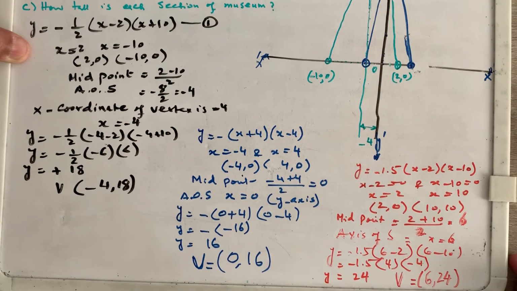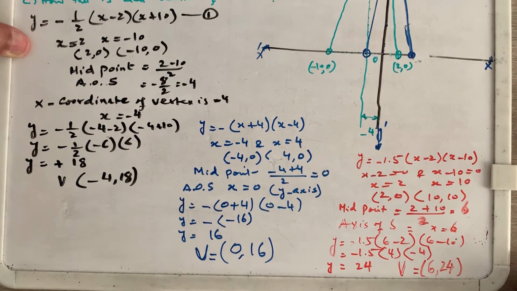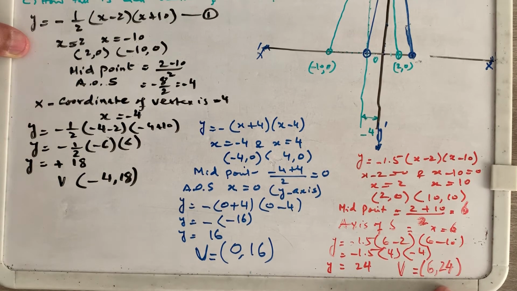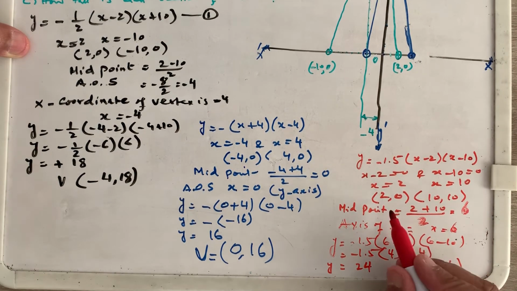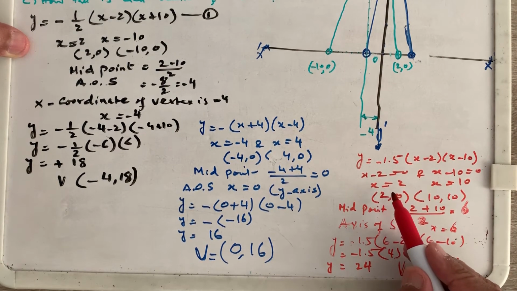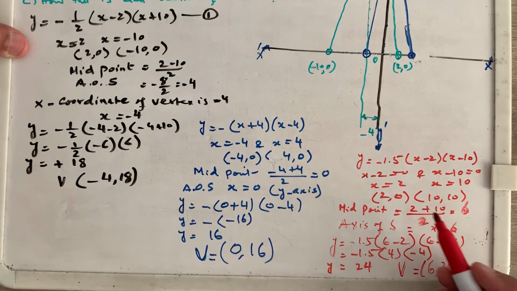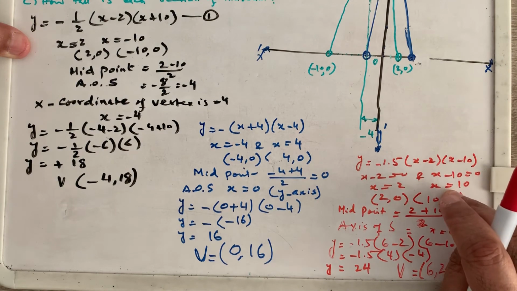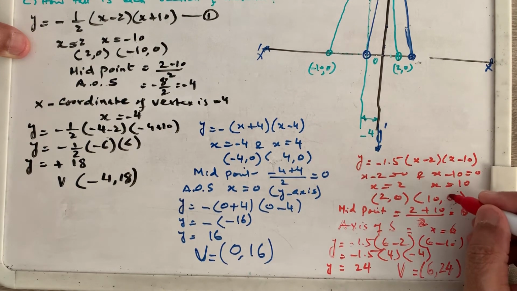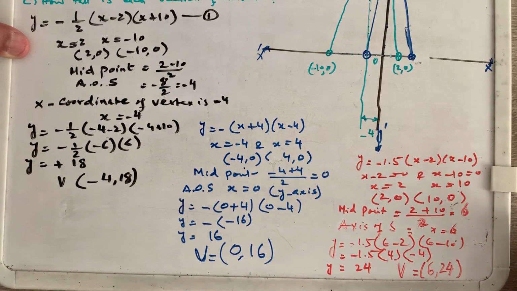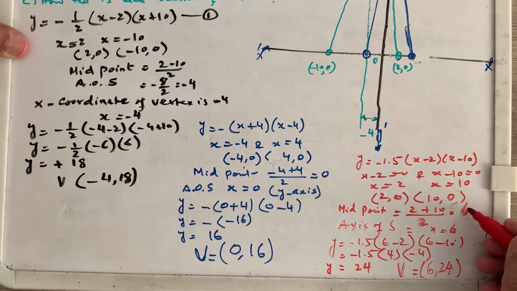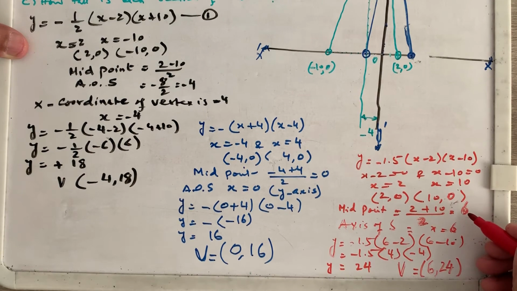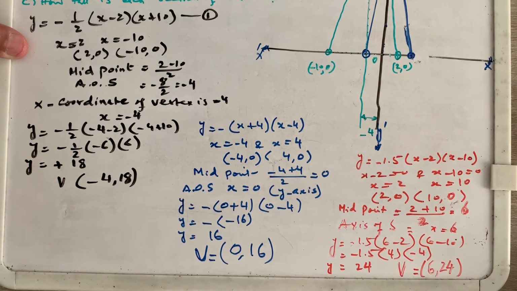Y coordinate is 24. So my vertex is (6, 24) in this case. So I have everything. I have two x-intercepts, or two zeros, right? One coordinate is (2, 0), and the other coordinate is (10, 0). These are my two intercepts. Then we get the midpoint. Midpoint is the axis of symmetry and also the x-coordinate of the vertex. You have to remember these three things only, right?